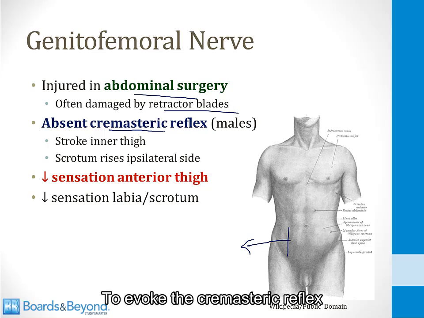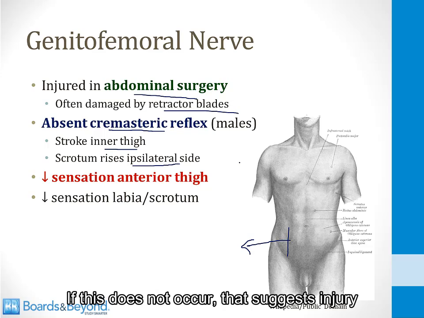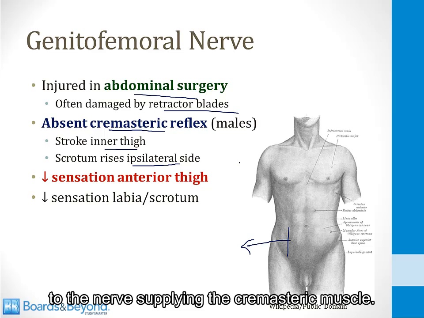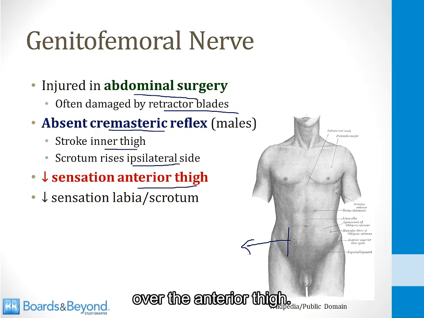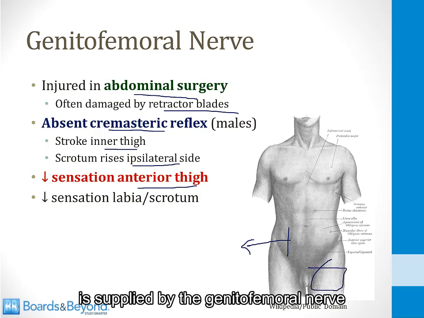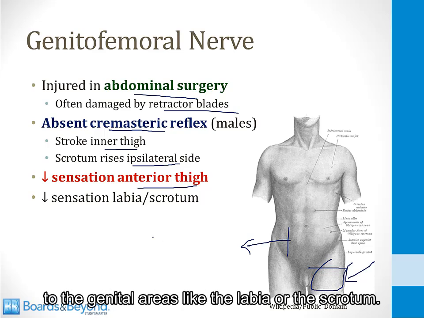To evoke the cremasteric reflex, you stroke the inner thigh and the scrotum rises on the ipsilateral side. If this does not occur, that suggests injury to the nerve supplying the cremasteric muscle. In addition, there may be decreased sensation over the anterior thigh. This region here is supplied by the genitofemoral nerve, and that's easy to remember because it's right over the femur. And in addition there can be decreased sensation to the genital areas like the labia or the scrotum.